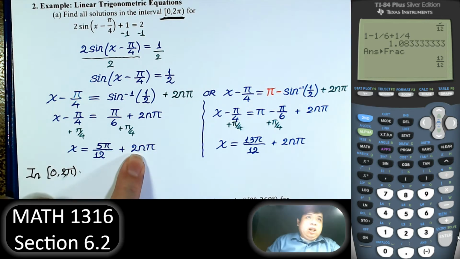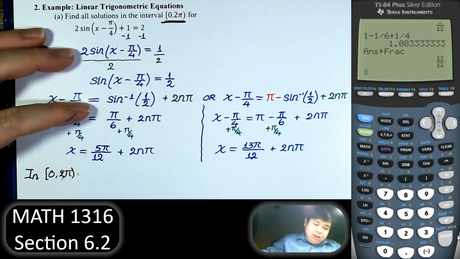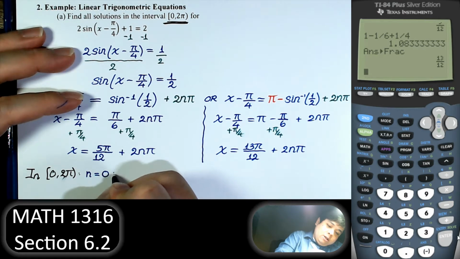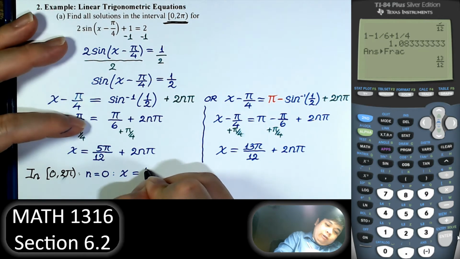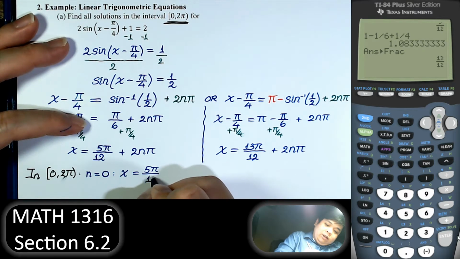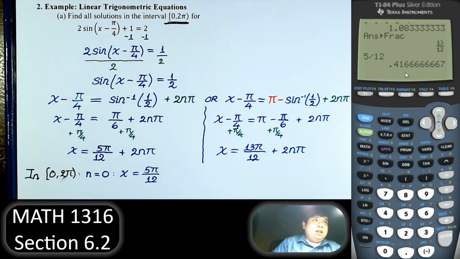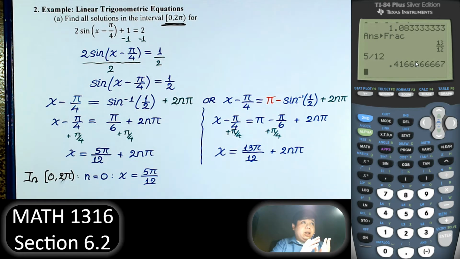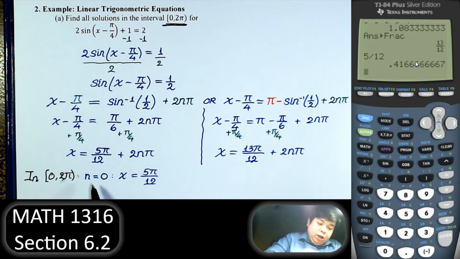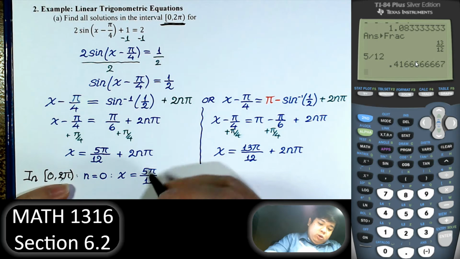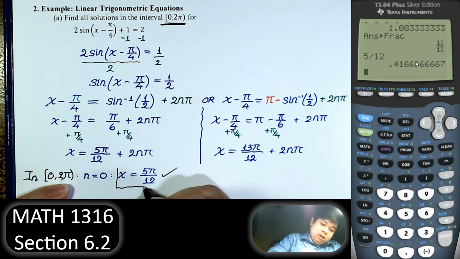Now if we choose n equal to 0, over here then we have x equal to 5 pi over 12. And is 5 pi over 12 between 0 and 2 pi? 5 divided by 12, yes, this number is between 0 and 2. So 5 pi over 12 is between 0 and 2 pi. So when n equal to 0, that number is in between 0 and 2 pi. So yes, this is a solution.